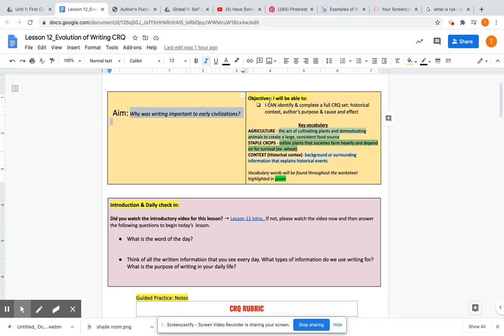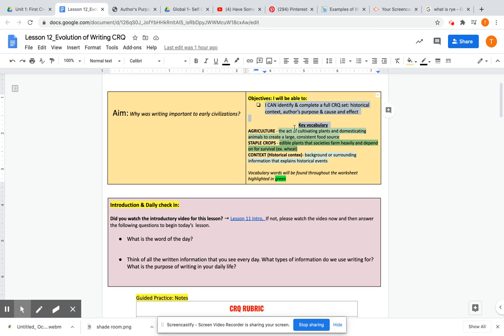Today's lesson objectives: I can identify and complete a full CRQ set. All right. Now, the full CRQ set consists of historical context, author's purpose, and cause and effects. Now, two out of three of these skills you guys have already. We've learned it in English. You just probably never heard of CRQ, so you're not aware of it. But you guys have these skills already. And as I explain more in the worksheet, you'll realize like, hey, I know how to do this. All right, so let's move forward.